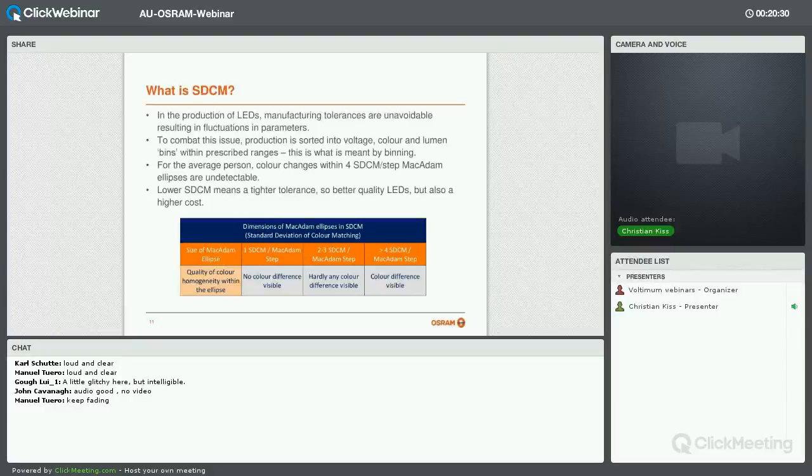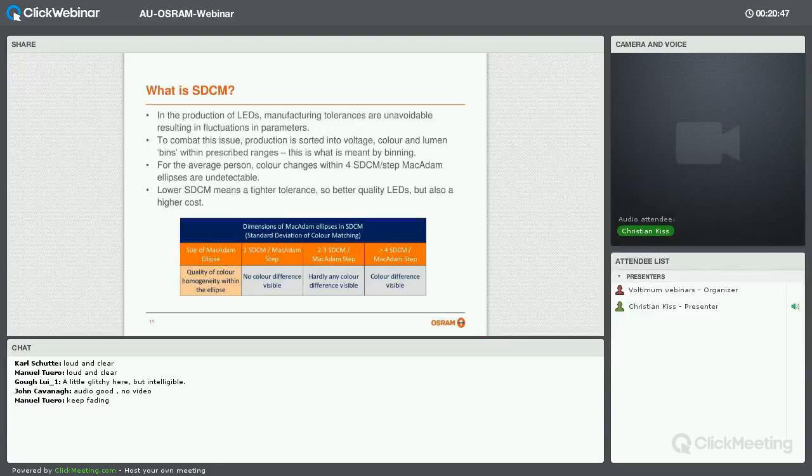Another aspect, which I guess is not always published for all manufacturers, is a term called SDCn, which is standard deviation of color matching. It's also called a McAdam ellipse in other terms, so they refer to the same thing.